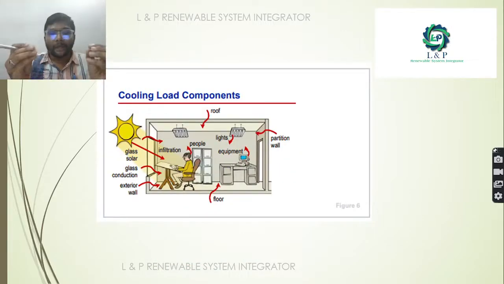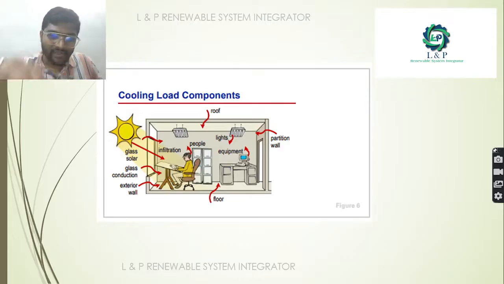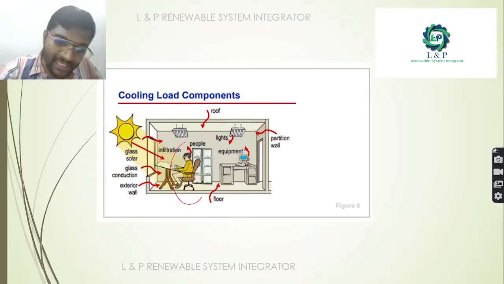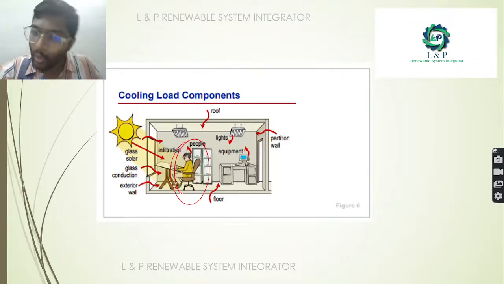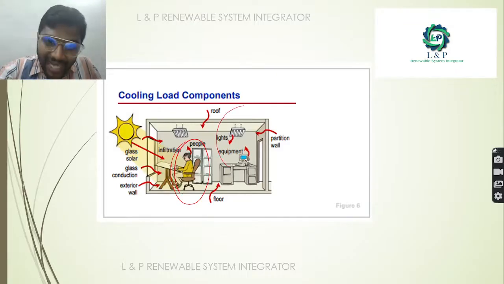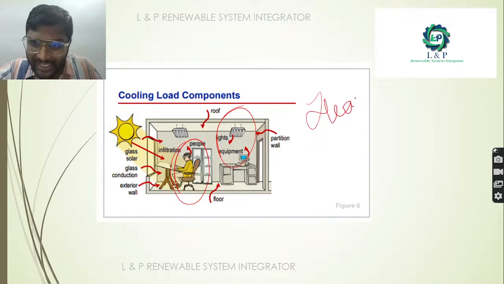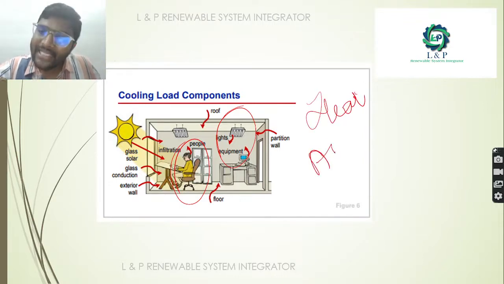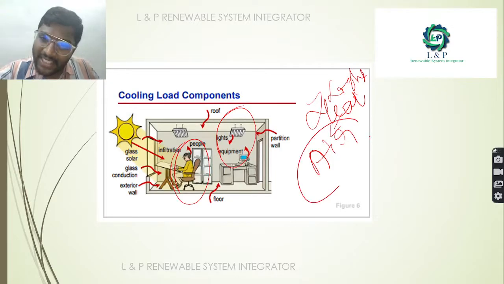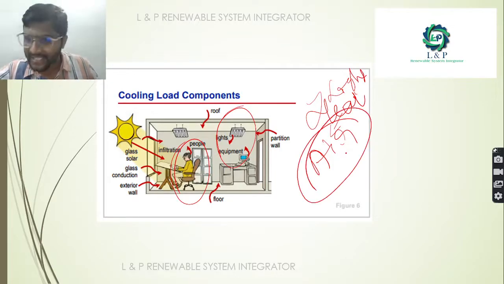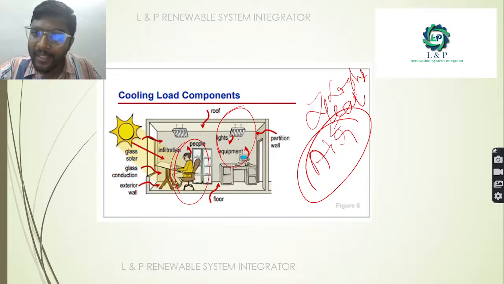So if we consider what the cooling load components are, first and foremost, we humans, people, are the first most important load. Next we have lights, because light can produce some sort of heat. If heat is there in the confined room, with the help of that light we can change the temperature of the air present inside it. So it is also going to be a load.